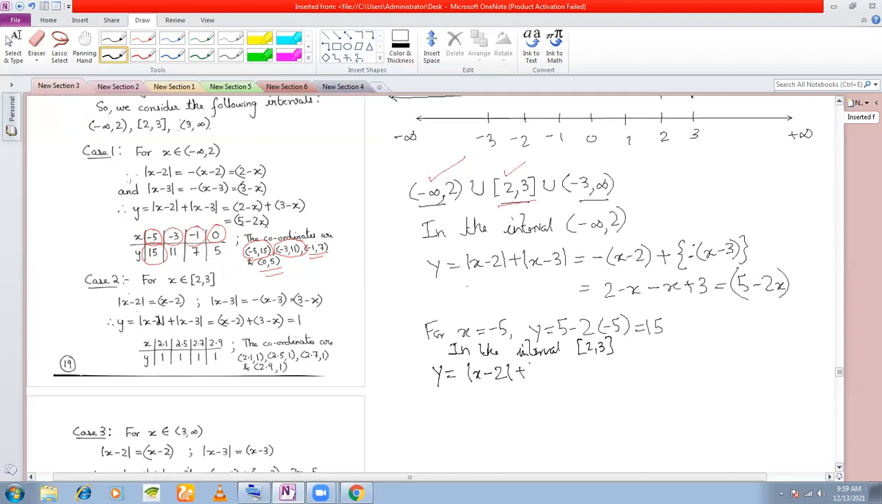Mod x minus 2 plus mod x minus 3. Now if x is taking values between 2 and 3, inclusive of 2 and 3, x minus 2 must be positive. So mod x minus 2 is the same as x minus 2, from the definition of mod.